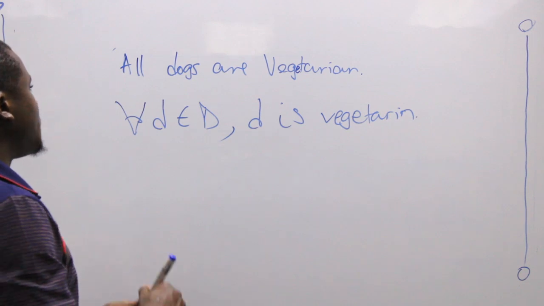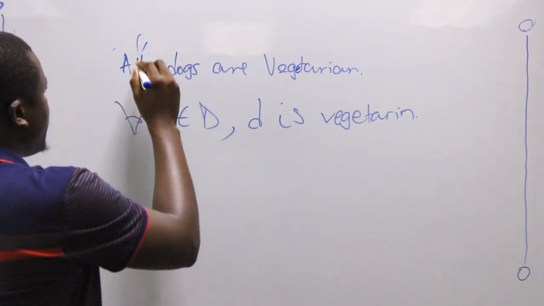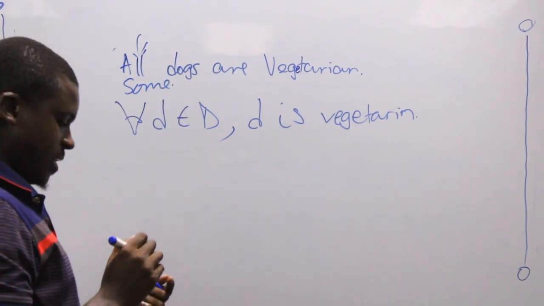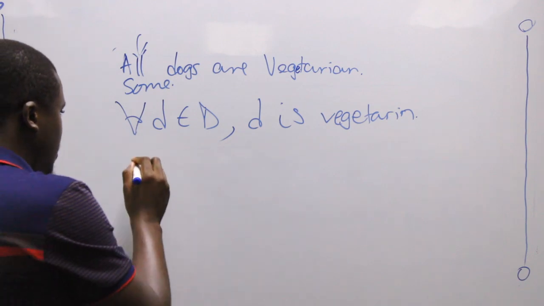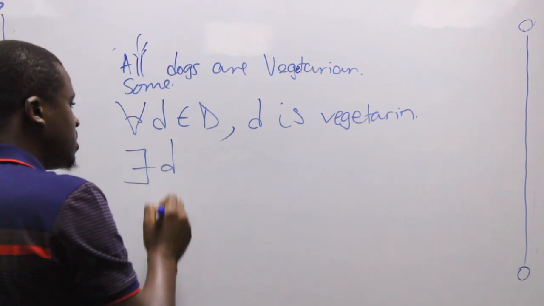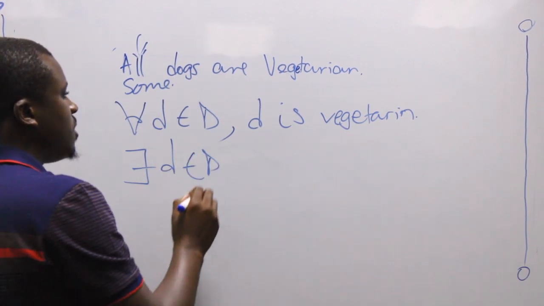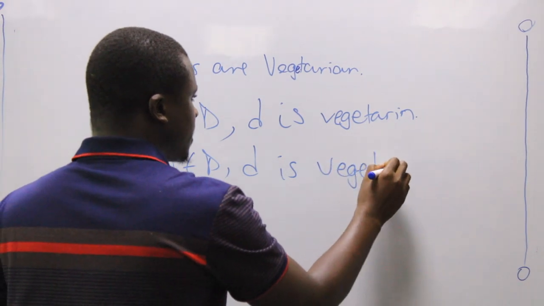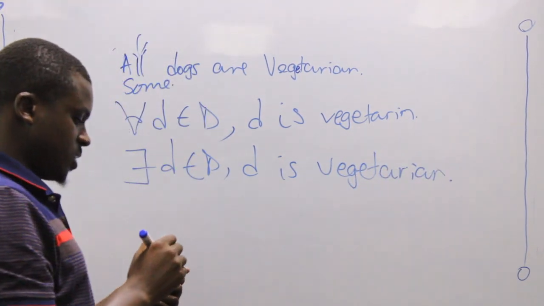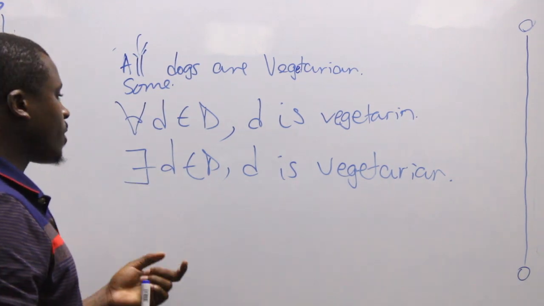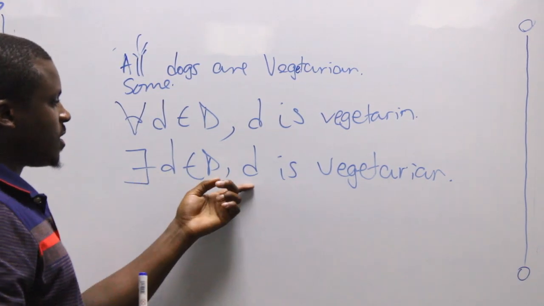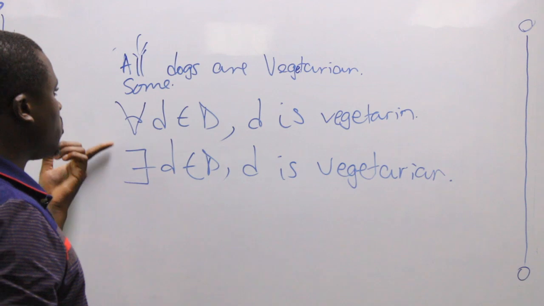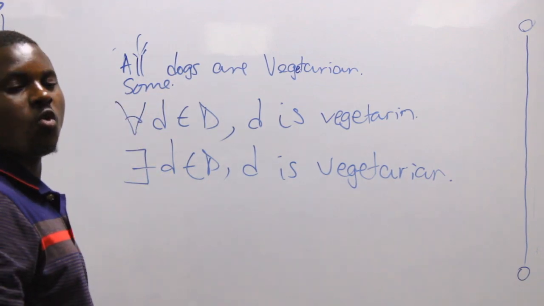What if here, instead of all, we've got "some dogs are vegetarian"? Which means now we are saying there exists some dog d in our domain D, such that d is vegetarian. Just as simple as this. There exists d, which is a dog, in our domain, such that d is vegetarian. So this is how you express statements in quantifiers.